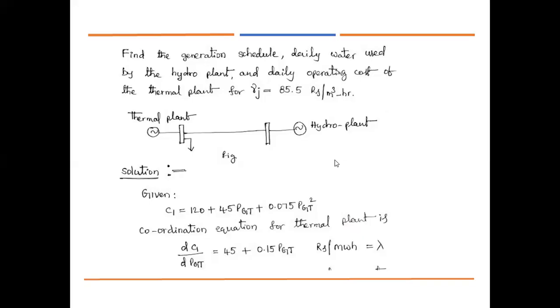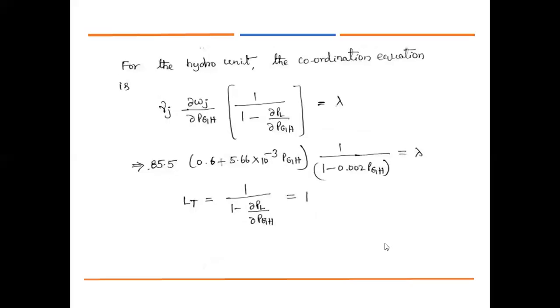So C1 equal to 120 plus 45 PGT plus 0.075 PGT square. This is the coordination equation for the thermal power plant. So it is dou C1 by dou PGT equal to 45 plus 0.15 PGT, in terms of rupees per megawatt hour. For the hydro plant, the coordination equation is given by gamma j into dou omega j by dou PGH into 1 by 1 minus dou PL by dou PGH equal to lambda.